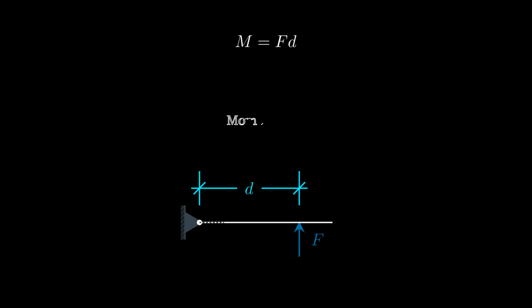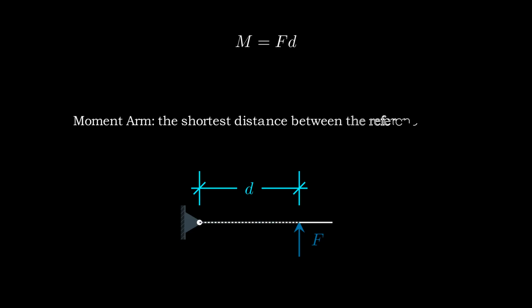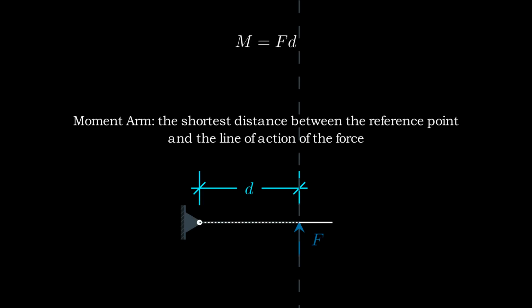The distance from the reference point to the force has a special name. It's called the moment arm. The moment arm is the shortest distance between our reference point and the line of action of the force. The line of action is the line in space where the force lives. The moment arm is always measured perpendicular to the line of action of the force. That's really important to remember, and you'll see why here in a bit.